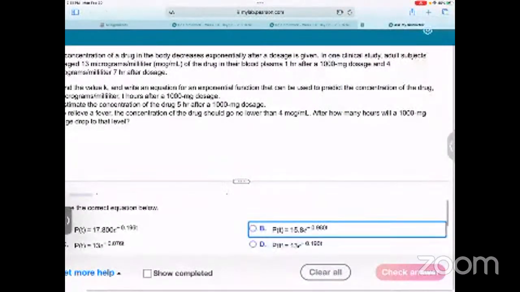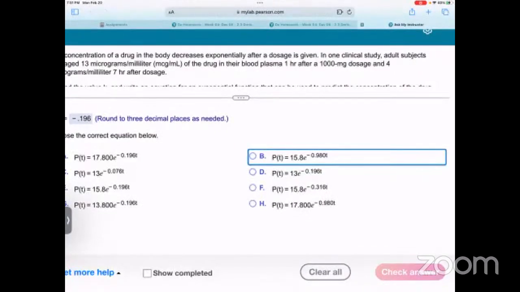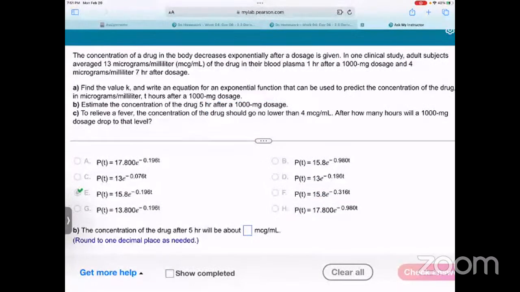So it has to be either B, E, or F. It's not B. It's not F. Let's go with E. All right, that's the one that matches what we were using. Okay. The concentration of the drug. So once we get there, it says the concentration of the drug after 5 hours would be about this many micrograms per milliliter. After 5 hours, so we basically plug 5 into that.